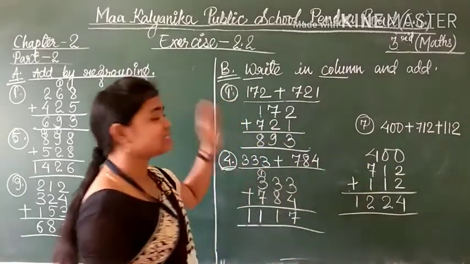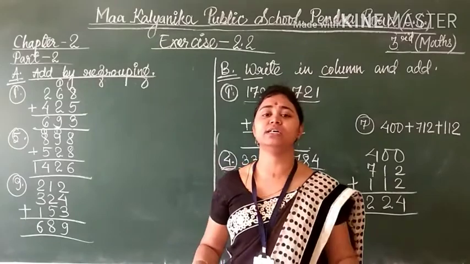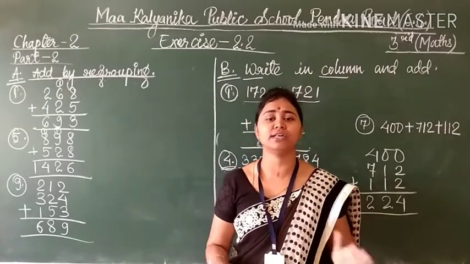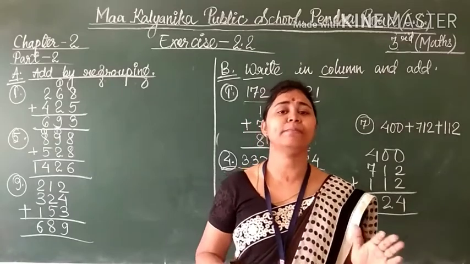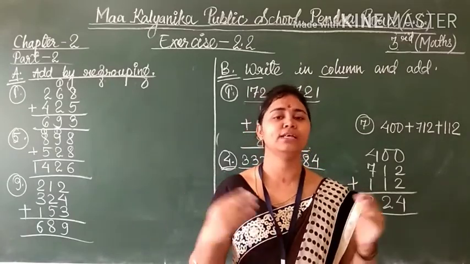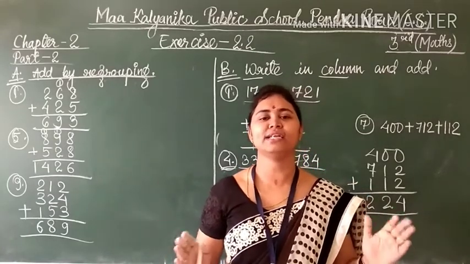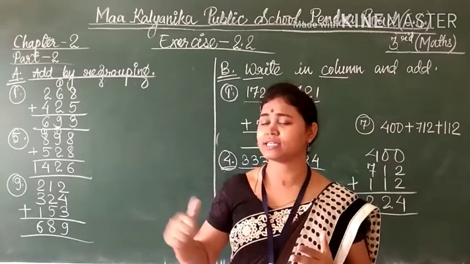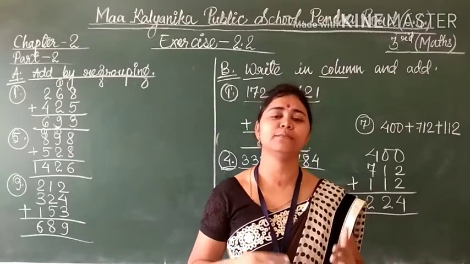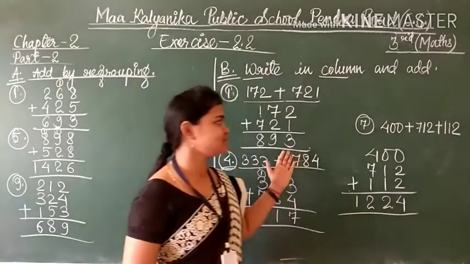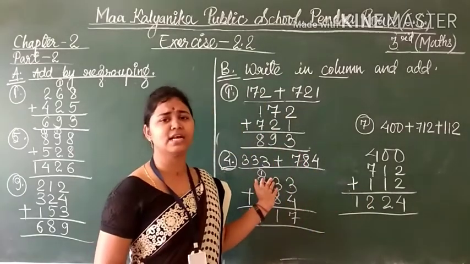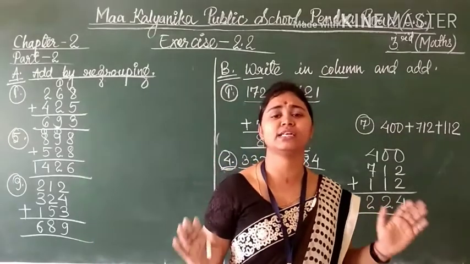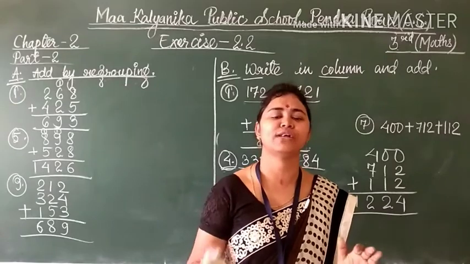So students, in exercise 2.2 we have learned how to add by regrouping, and in question number B we have learned how to add by arranging in column. So in this way you have completed exercise 2.2. So students, you have to solve exercise 2.2 completely. Okay. So these are some examples which I had solved for you. It will be very easy and convenient for you to solve the rest of the questions.